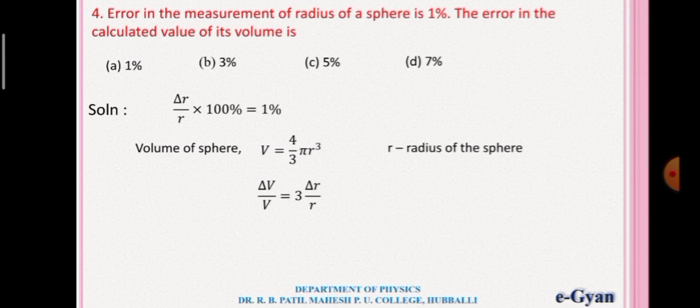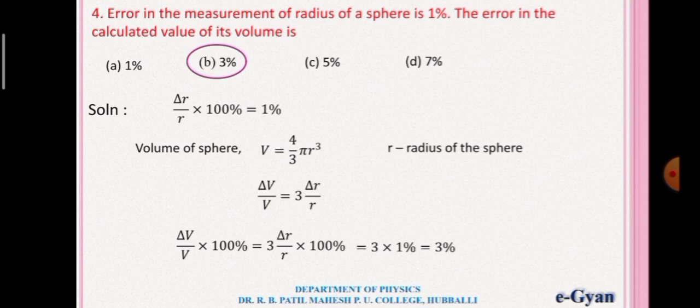And if we multiply by 100% on both sides, then we get the expression for percentage error of volume of a sphere, that is delta V by V into 100% is equal to 3 into delta R by R into 100%. Now substitute the value of delta R by R into 100% in this equation. We get 3 into 1%, that is equal to 3%. The error in the calculated value of its volume is 3%. Hence, option B is correct one.